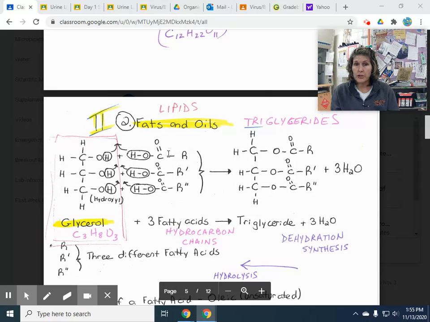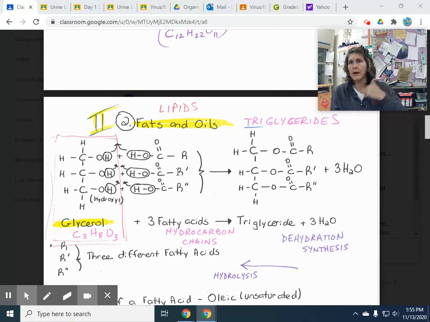So it's a hydrocarbon chain with a carboxyl group, hydrocarbon chain with a carboxyl group, hydrocarbon chain with a carboxyl group. I'm saying that each one of them can be a little bit different. So maybe this R is 400 carbons with hydrogens. Maybe this one's 50 carbons with a double bond in there and some hydrogens. Maybe this is 5 carbons long. So each one's a little bit different.